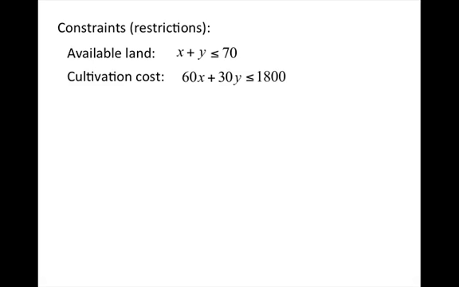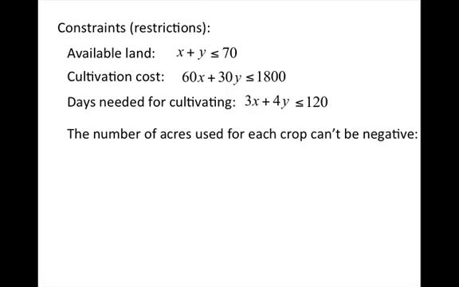Then the next constraint they tell me about is time, or the days needed for cultivating. It takes 3 days for each acre of tobacco, so that's 3X. It takes 4 days for each acre of cotton, so that's plus 4Y. He only has 120 days to use, so this needs to be less than or equal to 120 days. And then don't forget about our implied constraints. The number of acres used for each crop can't be negative, so X and Y both need to be greater than or equal to 0.